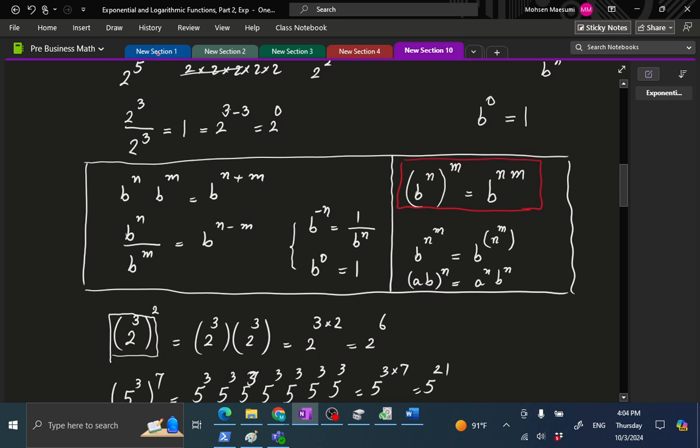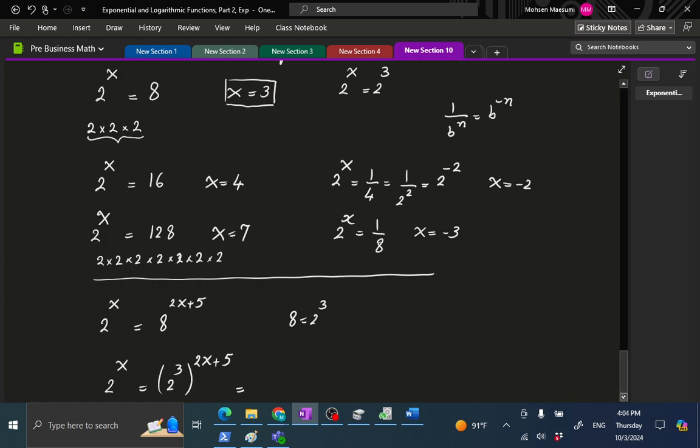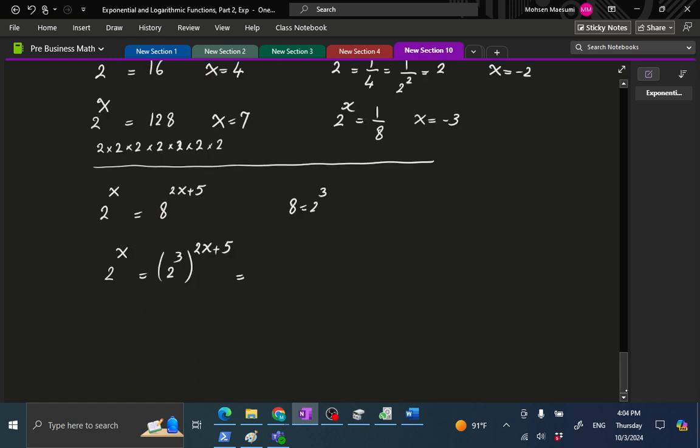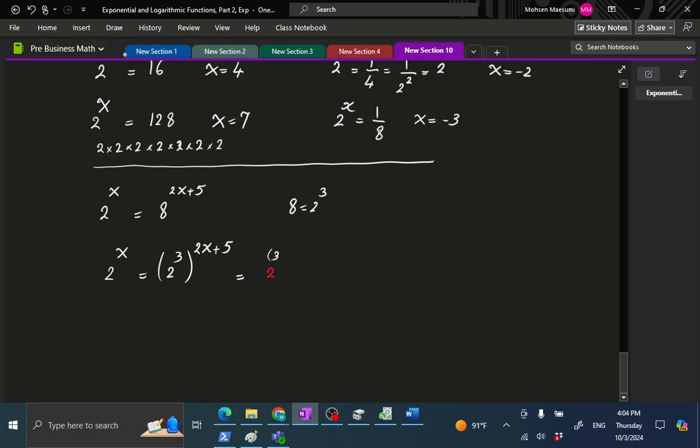If you have an exponential number raised to a new exponent, then the two exponents multiply each other. That's what we explained last time, and now we are going to use that idea. So what I have here is I have to multiply these two exponents, 2 to the power of 2 to the power of 3 times 2x plus 5. So that is 2 to the power of 6x plus 15.